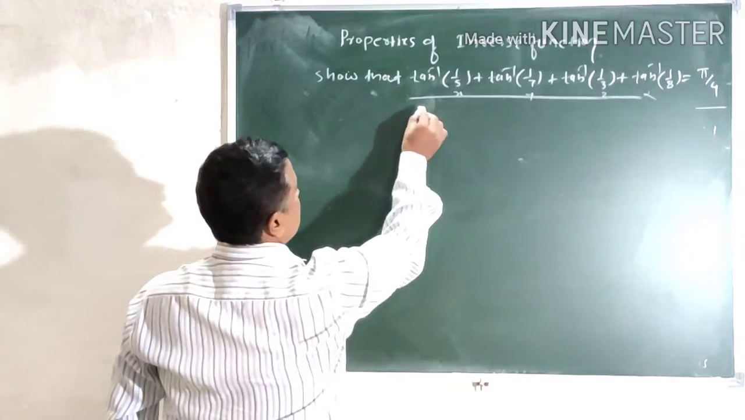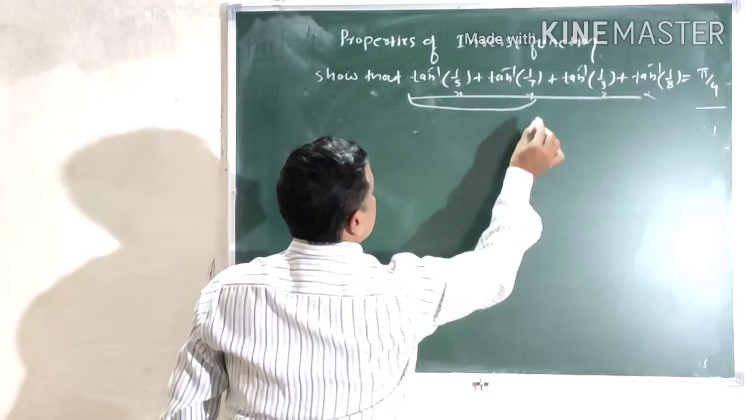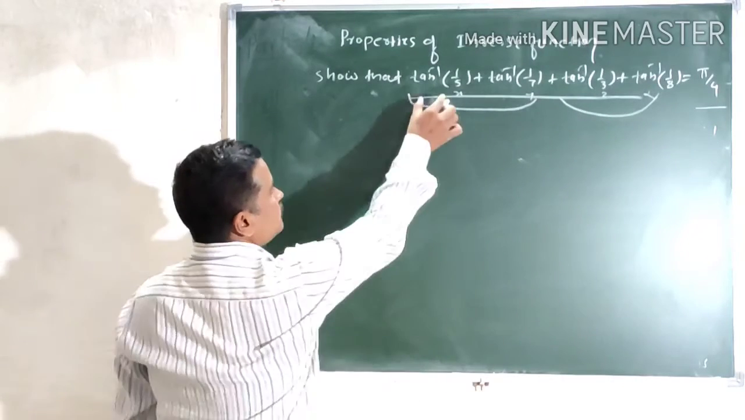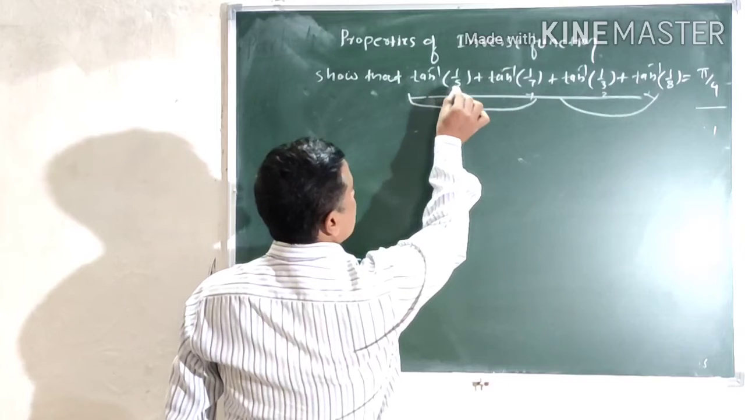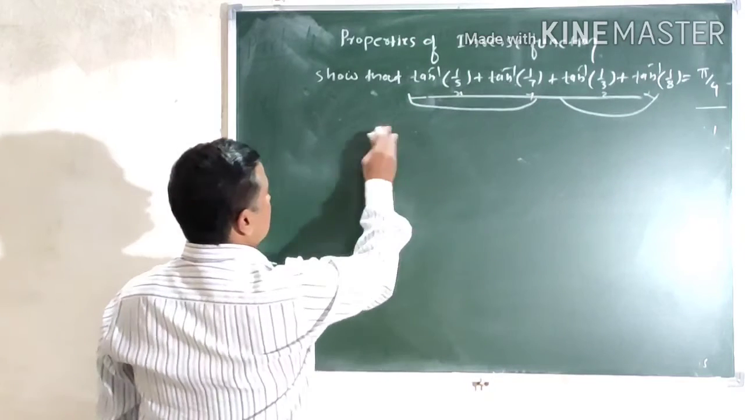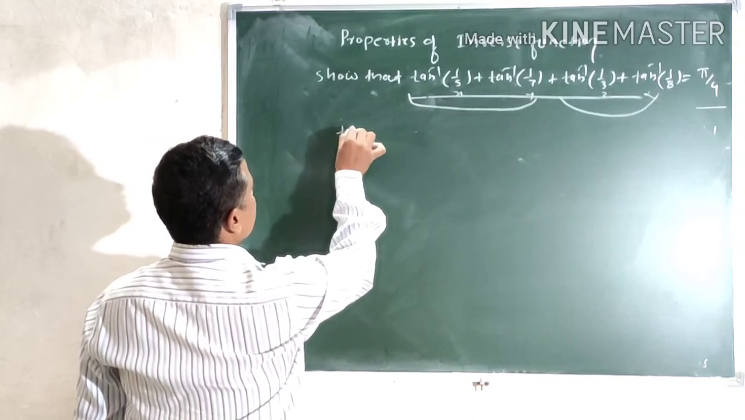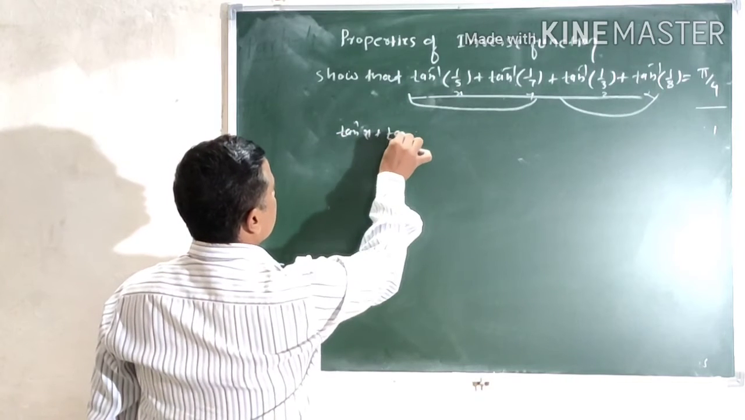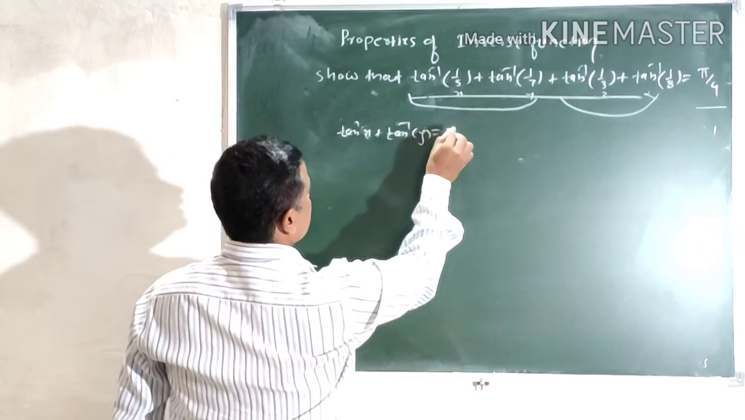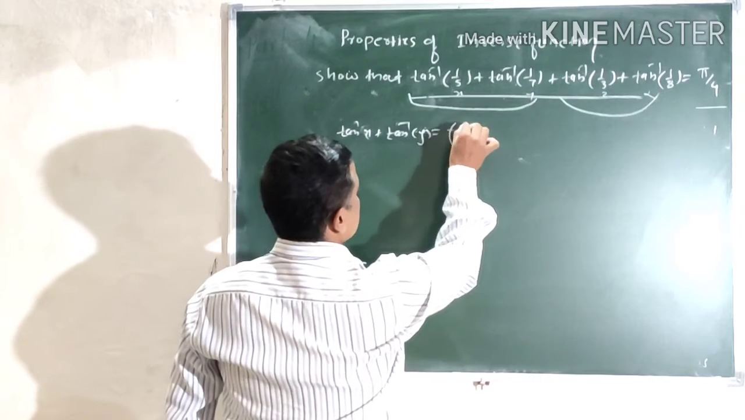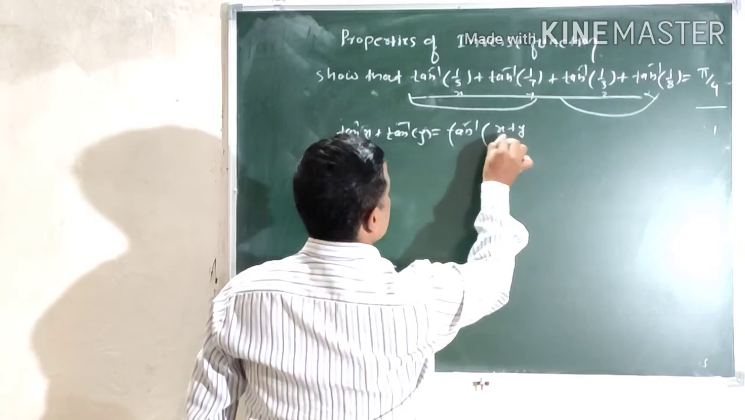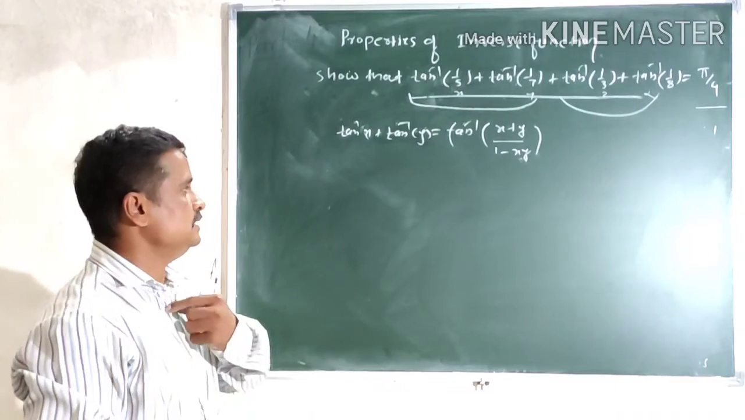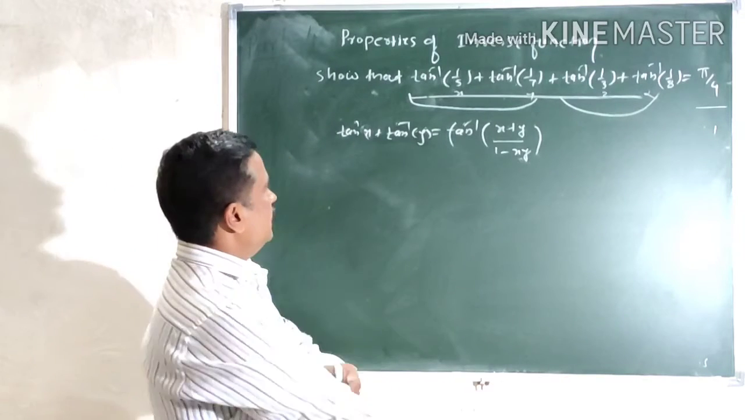So if we consider these two as a group, we can write tan inverse of x plus tan inverse of y, and we know the property: tan inverse of x plus tan inverse of y equals tan inverse of x plus y by 1 minus x into y, where x into y should be less than 1.